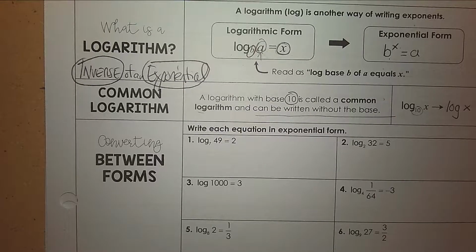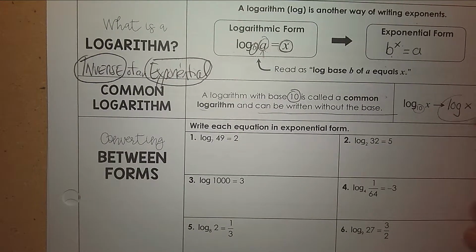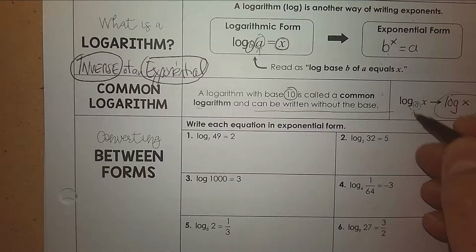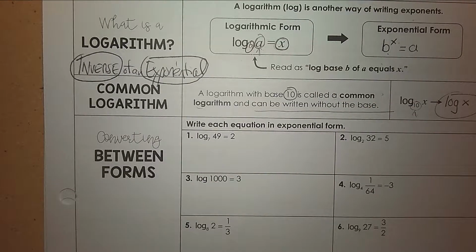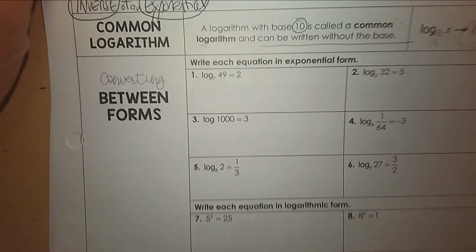Now, our number system is base 10. That's the connection. So this is log x, which means the base is 10. And what do we call a logarithm that has a base of 10, where we just have to write down log and whatever's inside it? We call that a common logarithm. All right, let's practice a little.